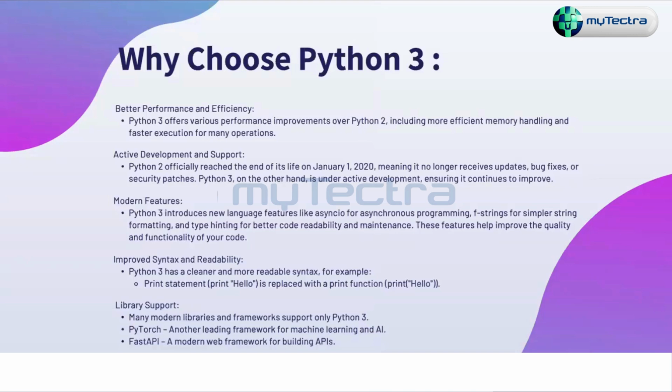Just understand why we have gone for Python 3. The first part: Python 3 is offering us better performance and efficiency. Python 3 offers various performance improvements over Python 2, including more efficient memory handling and faster execution for many operations. So what was happening initially?